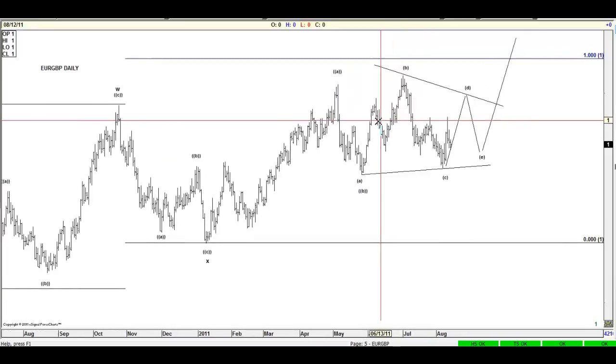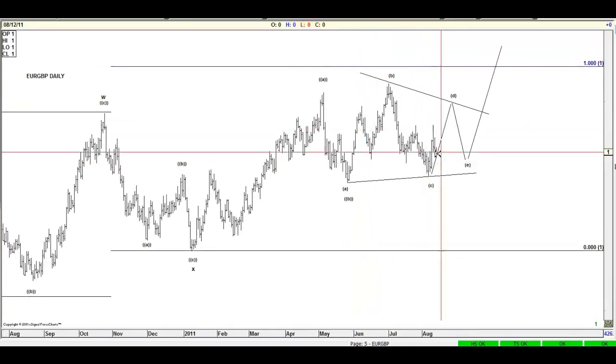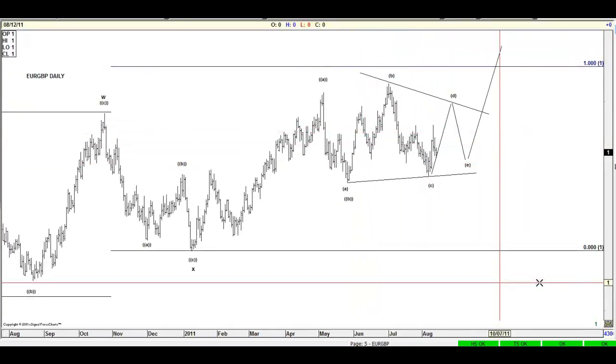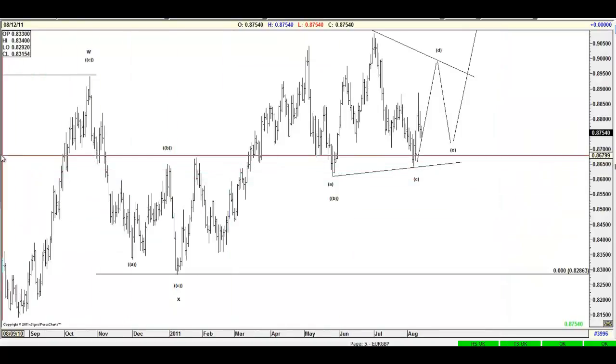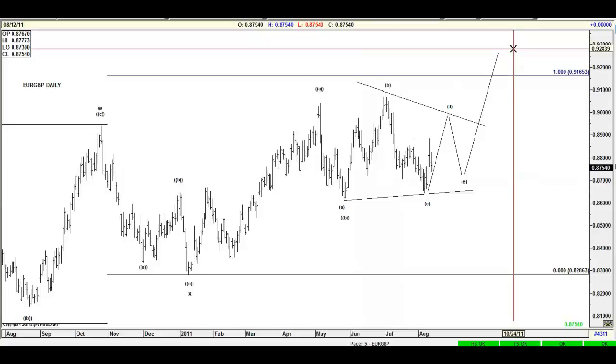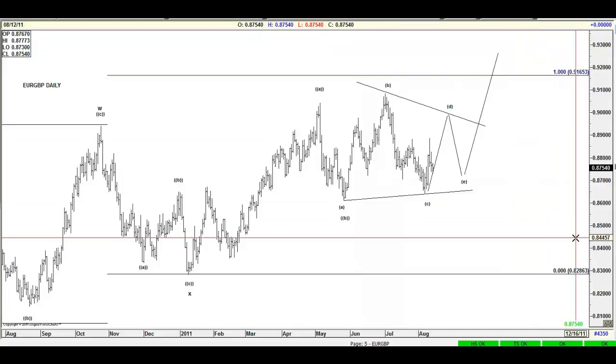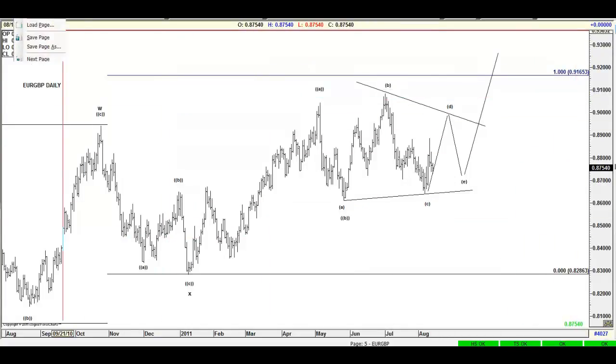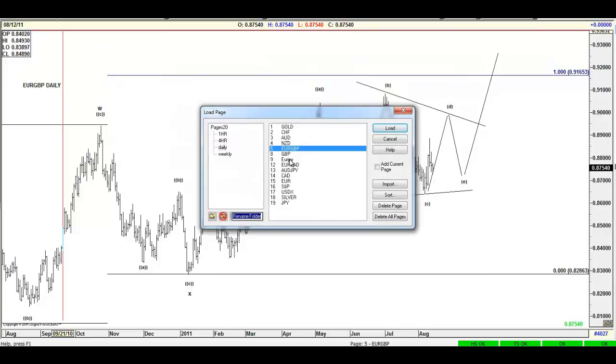On the euro pound, we see a proposed triangle. So again, we believe that the euro pound can trade higher and lower, and then higher to around 91.50 or even the 93 area before it sets off in the euro pound.